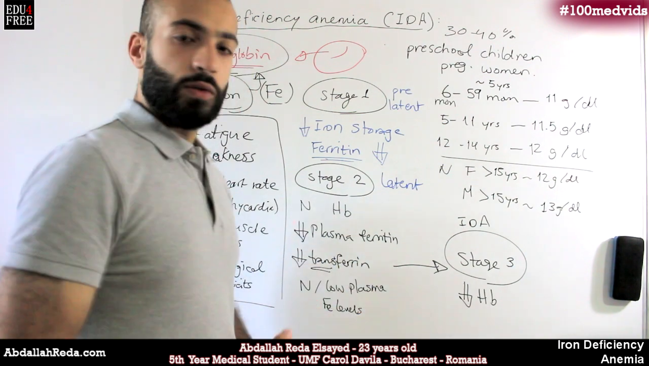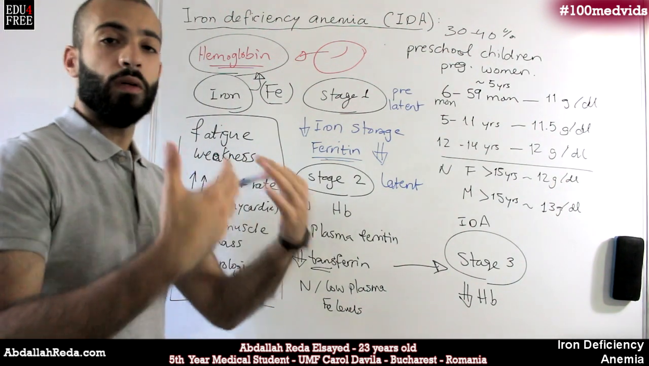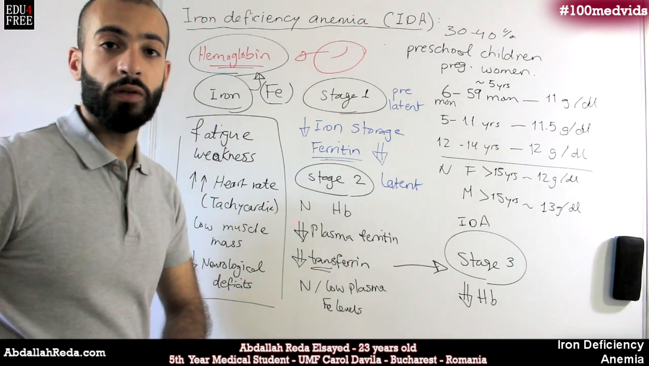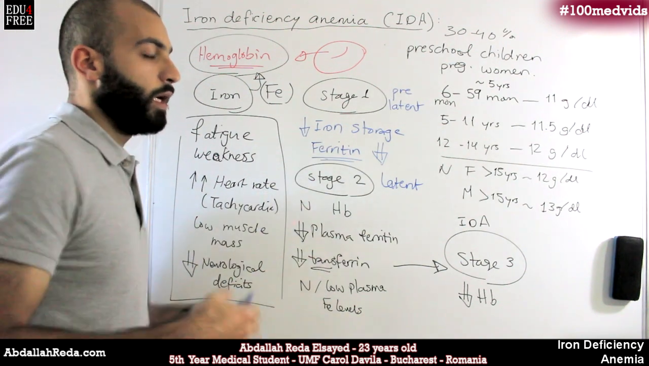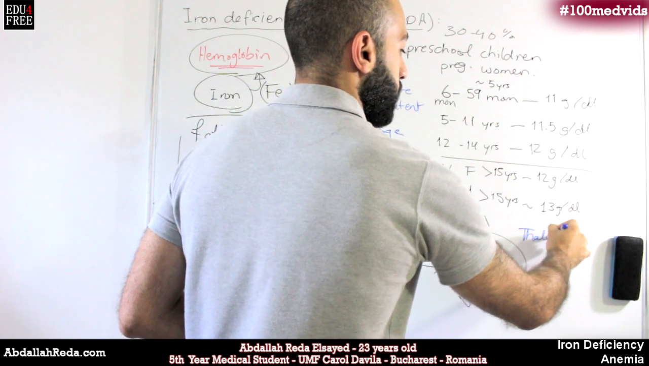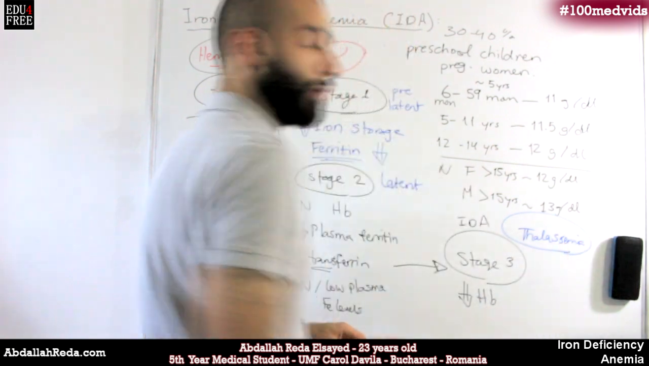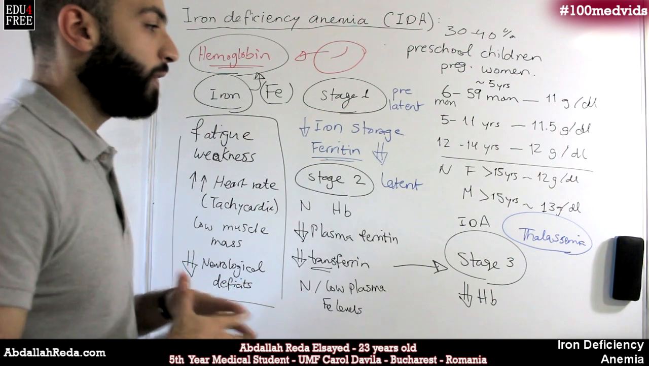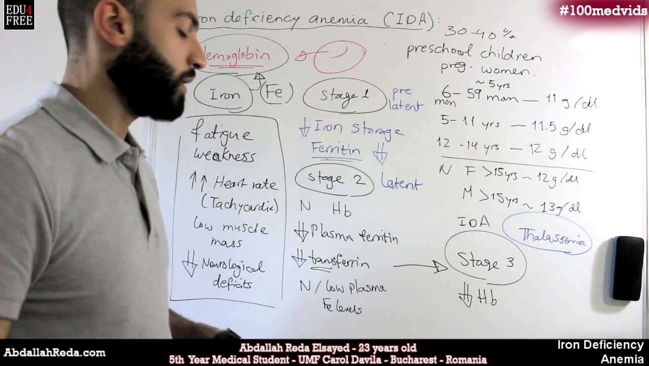Now, iron levels are very important to be measured in the tests and the analysis that are done to the patient when they're admitted, because it can differentiate between this kind of anemia and another type of anemia called thalassemia. Thalassemia is another disorder. It's a genetic disorder that affects the synthesis of hemoglobin itself, and we're going to talk about it in a separate video.